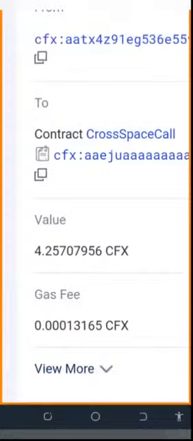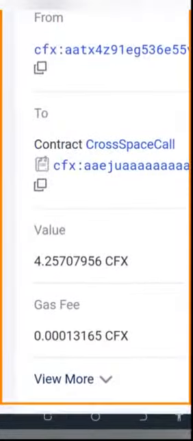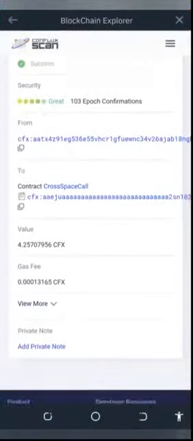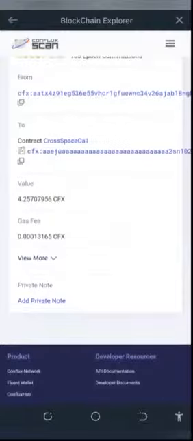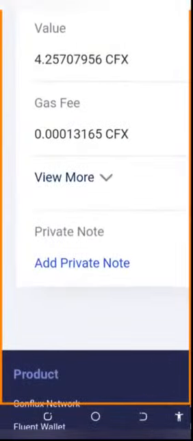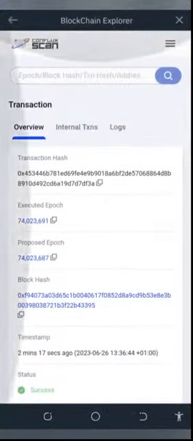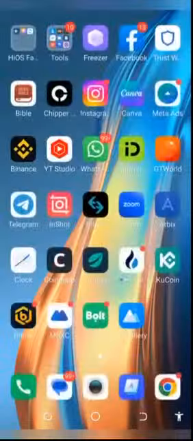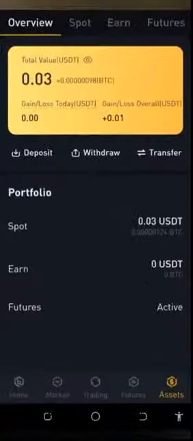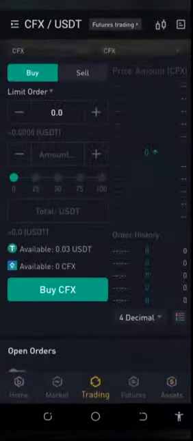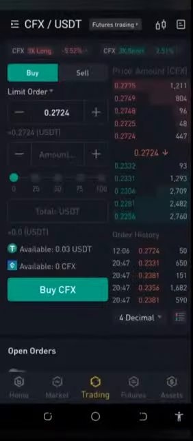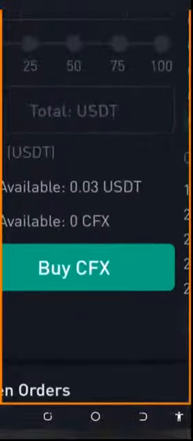Everything here. All right. So we can see that it's 4.257 CFX, because don't forget it has to take its own trading fee. Everything is here. Okay, so it's telling me that it's success. We just have to wait a bit, to see when it will land in buy true. Right now, it's still here. It's not yet here. Still 3 cents.